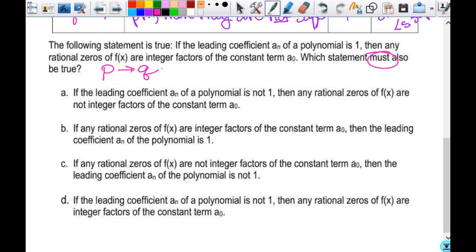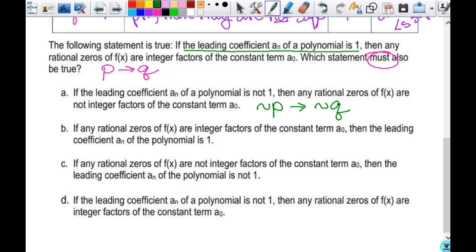So the P part is the leading coefficient of a sub n of a polynomial is 1. The Q part is any rational zeros of f of x are integer factors of the constant term a sub 0. So now we look at the structure of each one of these. This says, if the leading coefficient of a sub n of the polynomial is not 1, well, this right here is P, so that means this is not P, then any rational zeros of f of x are not integer factors, so that's not Q. You see how you match that up?